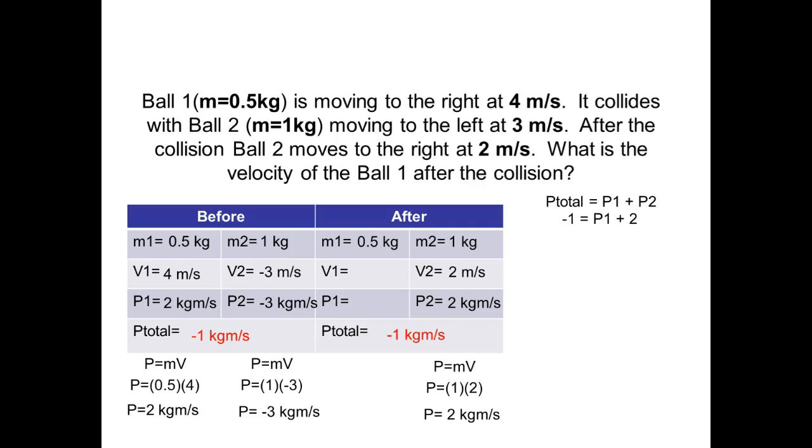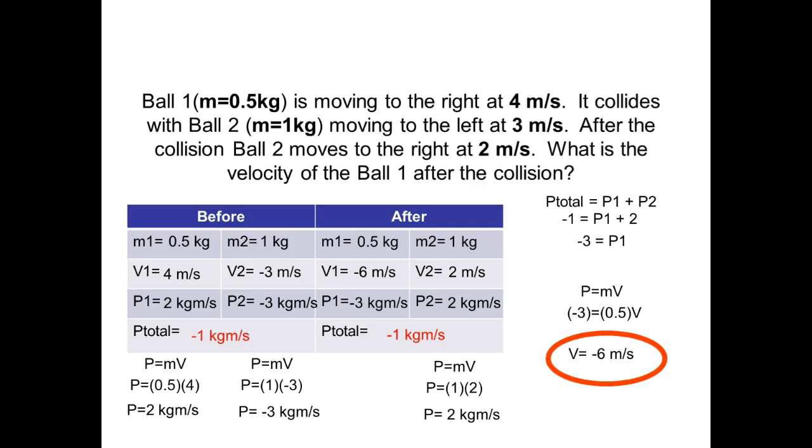Total momentum is negative 1. Ball 2's momentum is 2. So I can just subtract 2 from both sides to get negative 3. So the momentum of ball 1 is negative 3 kilogram meters per second. It's asking me to solve for the velocity of the ball. I have not done that yet. So ball 1: now I have its momentum and I have its mass. I'm going to plug those in. Negative 3 equals 0.5, which is our mass, times velocity. I'm going to divide both sides by 0.5 to get negative 6 meters per second. So that means that looking at ball 1's velocity, before it was going forward, afterwards it's going backwards. That's because ball 2 transferred its negative momentum into ball 1.